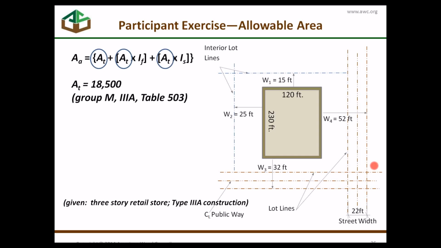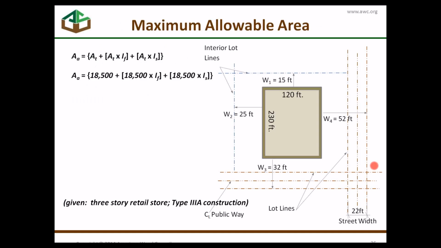Here's the answer, 18,500, because what? It's a Group M, mercantile. It's Type 3A. We're in Table 503. All right, so we'll plug that in right away. We have A sub T is 18,500 in each of those places.